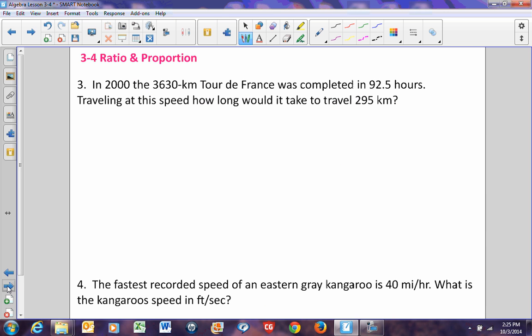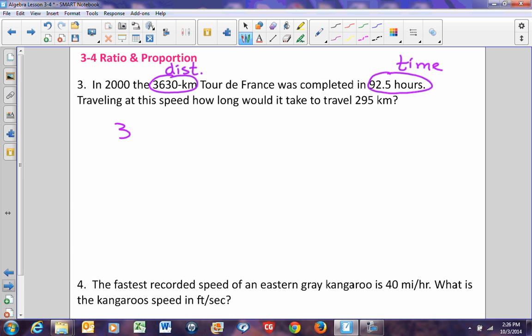Next problem here. In 2000, the 3,630-kilometer Tour de France was completed in 92.5 hours. Traveling at this speed, how long would it take to travel 295 kilometers? Okay, let's look at this. We have mileage and we have time. Time and distance. Okay, so my distance and my time. If we want to figure out how long it's going to take, we need to figure out how long it takes to do something in 1 hour.